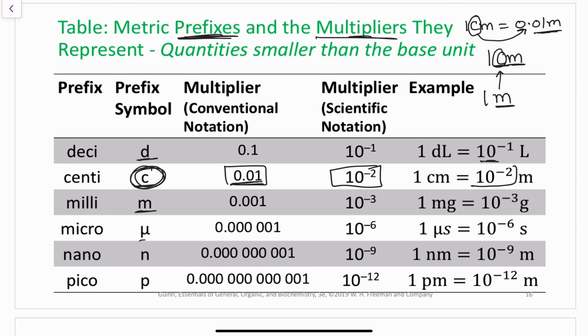Let's take one more example. If I write 1 kilometer, I know this m is the base unit, meter, but what is this k?